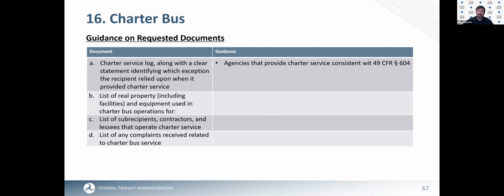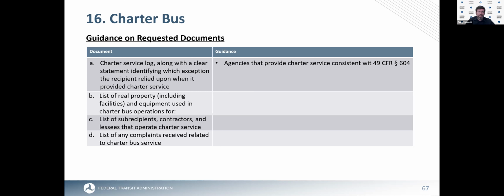Great. And similar here, the rule is that FTA does not want its recipients using federal money potentially in competition with private charter bus operators. But of course, like any good rule, there are exceptions and exemptions. So check out the contractor's manual. It does a really good job of visually presenting what the exceptions are and what the exemptions are. So if you are operating charter service under one of the exceptions identified in the contractor's manual, then the RAR is asking for you to provide a charter service log with a clear statement that specifically identifies which charter service exception you're relying on when you provided the charter service.